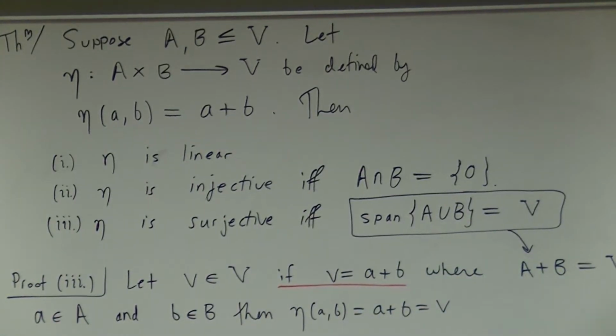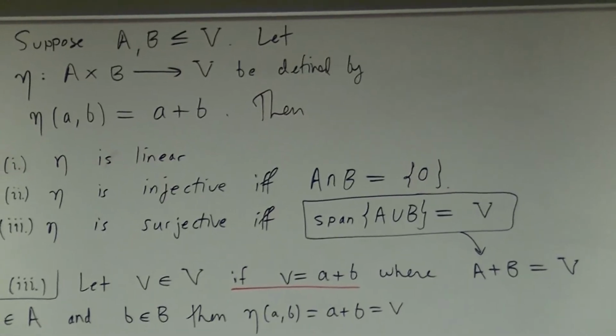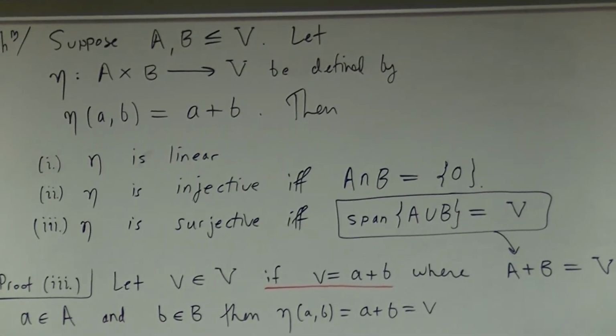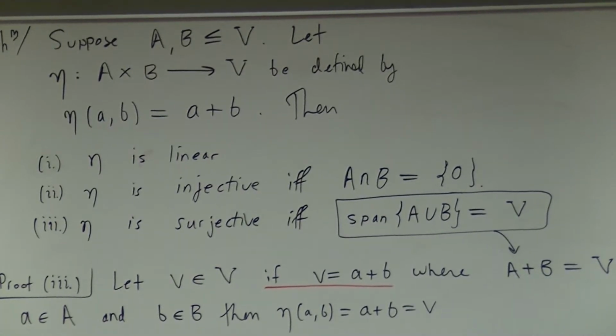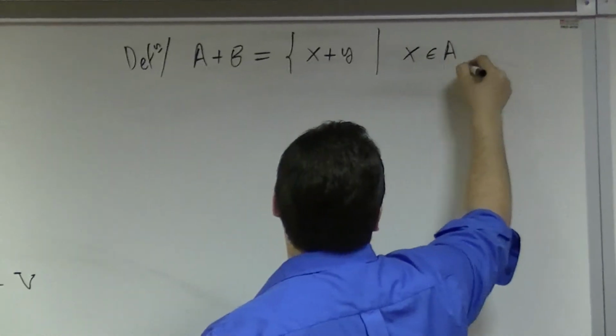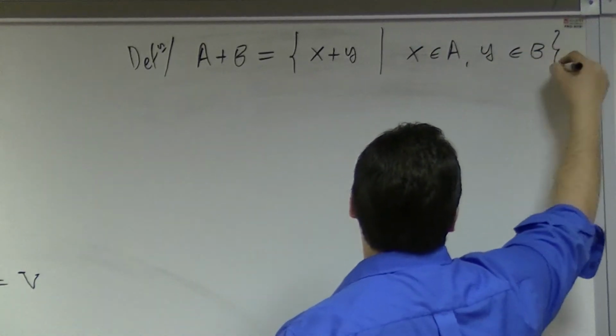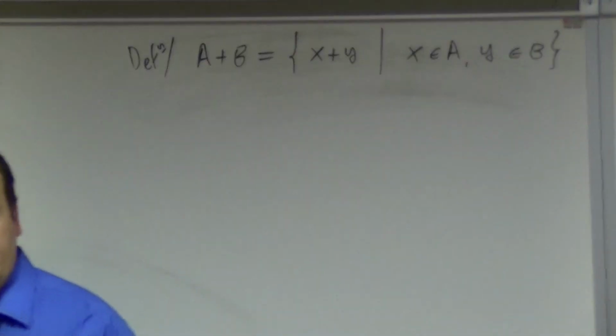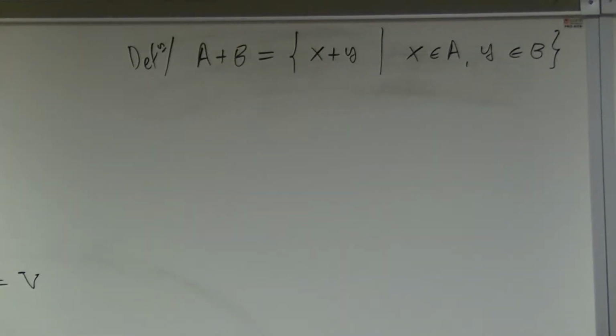What should that mean if I say A plus B? Very simple. It's just this: x plus y, such that x is in A and y is in B. That's all it is. You can prove that that's a subspace, just like you can prove that the intersection of two subspaces is a subspace.